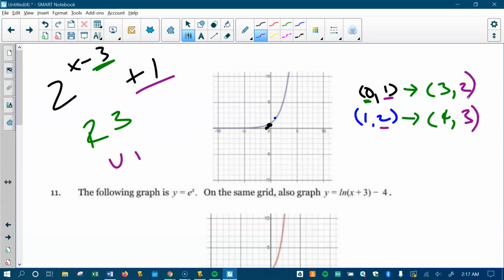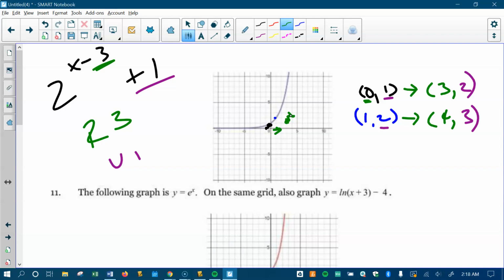And again, I could have done that on the graph too. I'm just sending this point right 3. I go 3 here, I'm at 3. Up 1 is going to be 3, 2. So there's the first point, very bad picture here. And I also have 4, 3, similar concept.